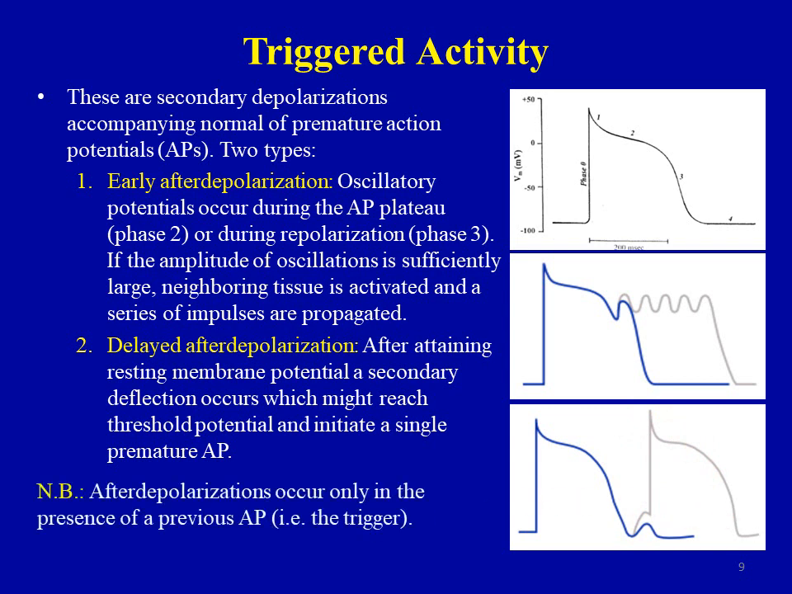So after depolarizations occur only in the presence of a previous action potential. So we need a previous action potential to get the triggered activity. So we need a trigger, and the trigger is the previous action potential in both early after depolarizations as well as in delayed after depolarizations.